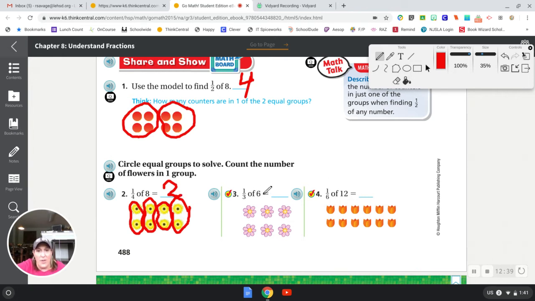Okay. Take a look here, 1/3 of 6. First step, look at the denominator. That's how many groups you need. How do you want to make these into groups? Do I want 3 in a group or do I want 3 groups? I hope you said 3 groups. 1 group, 2 groups, 3 groups. How many flowers are in each group? 1, 2. There's 2. Now, I don't think I went back and looked at this for the first problem, but check it out. 1/3 of 6 is 2.